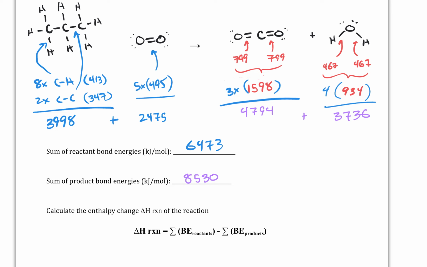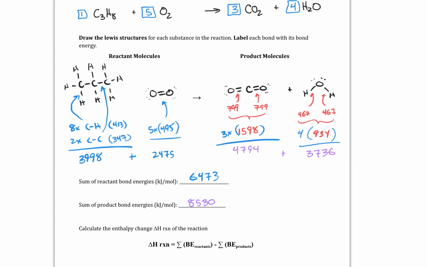Now, when it comes to oxygen, there's only 1 bond in an oxygen molecule. It's a double bond oxygen to oxygen, and that value is 495 kilojoules per mole. But if we look at the balanced chemical equation, we see that the reaction requires 5 molecules of O2. So we have to take the amount of energy to break 1 molecule apart and multiply it by 5. So it's going to take 2,475 kilojoules per mole to break apart all 5 molecules of oxygen.